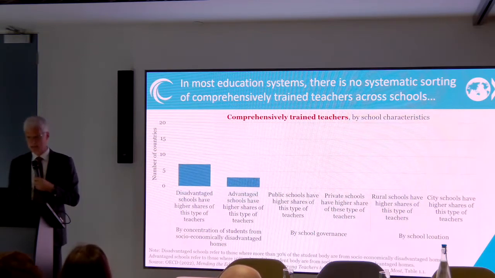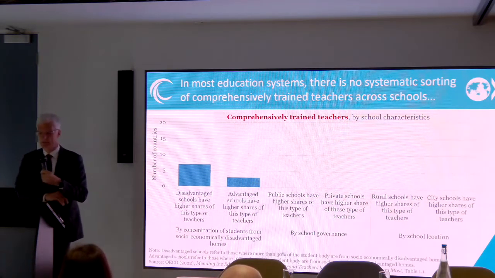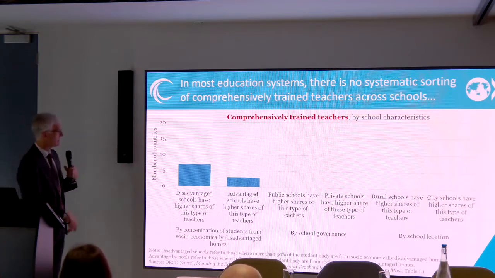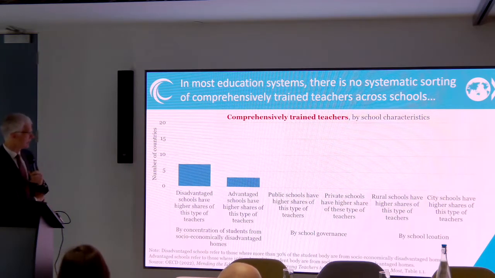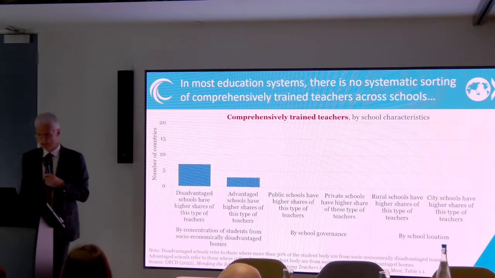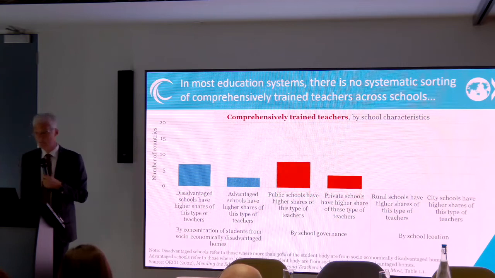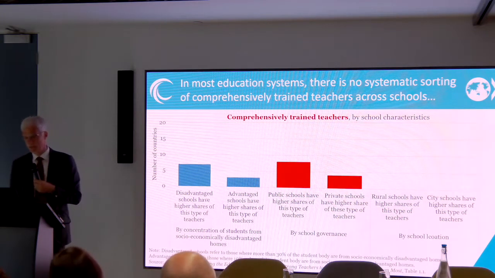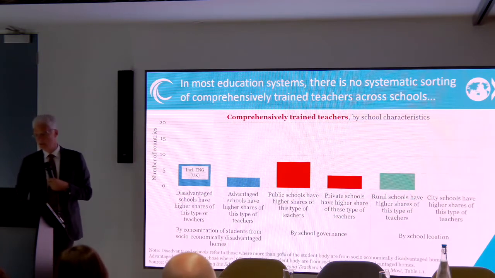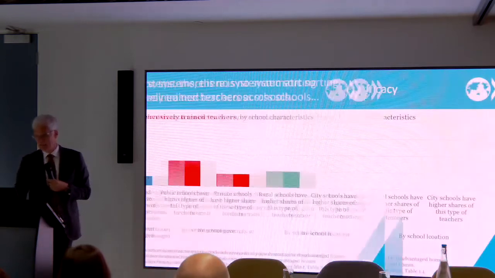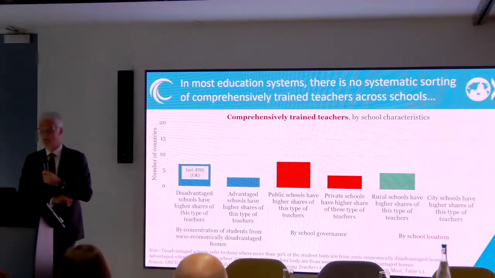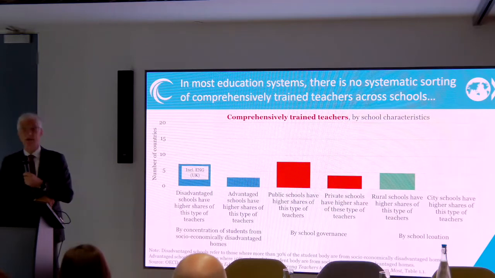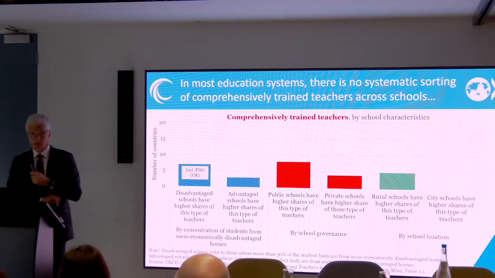There you can see, yes, slight differences. But this is just the number of countries where you can see there is a visible advantage for disadvantaged schools and advantaged schools. But more or less, it is quite equal. Also, public and private schools. Yeah, there are a few countries where public schools have more comprehensively trained teachers, but the difference is not so strong. And also you can see, when you look at urban and rural schools, when it comes to teacher training, that's not so much an issue.